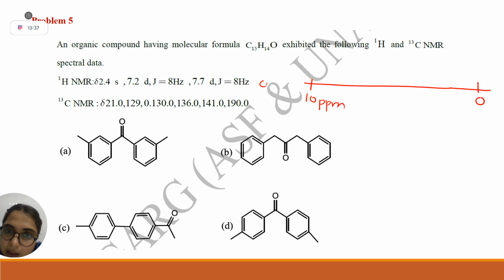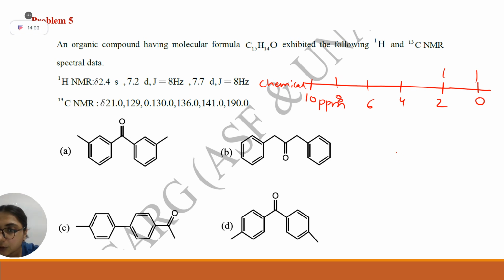This is your chemical shift. Let's revise. Let's say this is 2, 4, 6, 8. Now, can anyone tell me between 0 to 2 ppm which type of protons come? Methyl protons or hydrocarbon protons.